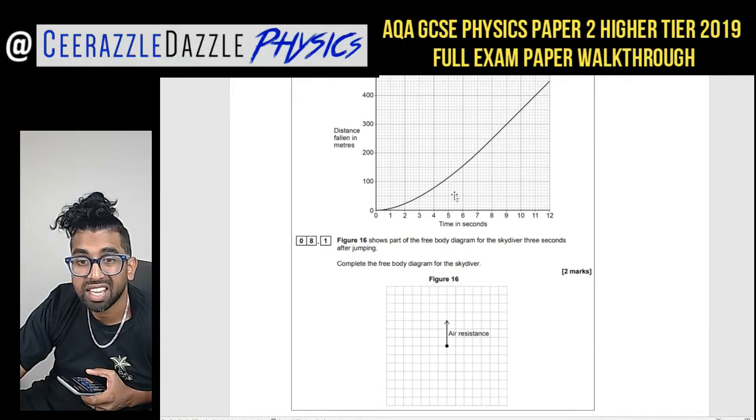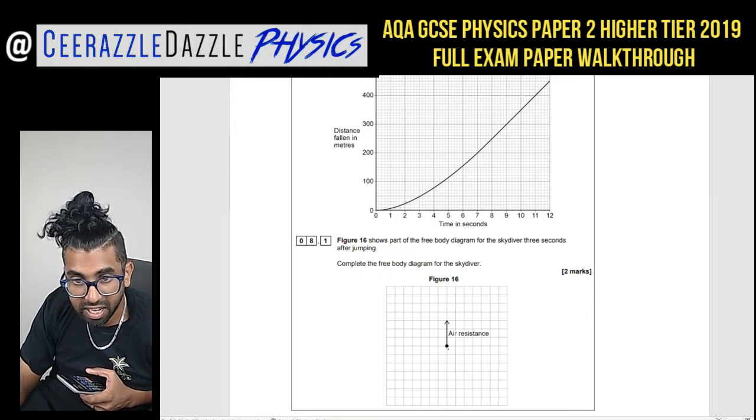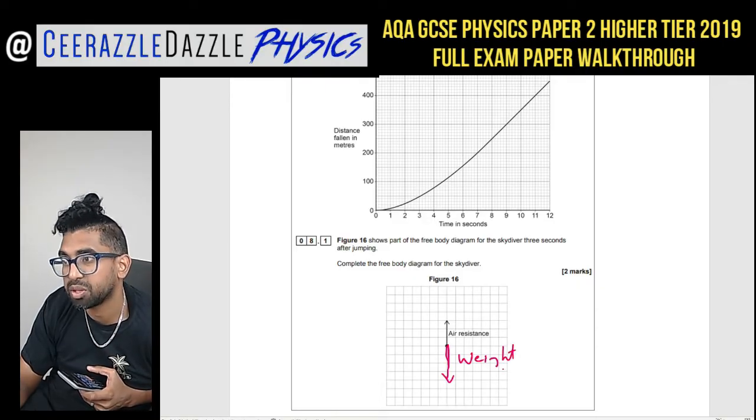So obviously, it has not reached terminal velocity yet. It hasn't reached a constant velocity. So therefore, I'm going to have to draw the weight arrow going downwards from here, and it has to be greater. Obviously, use a straight line, use a ruler. It has to be greater than the air resistance over here. So this is going to be the weight going down.